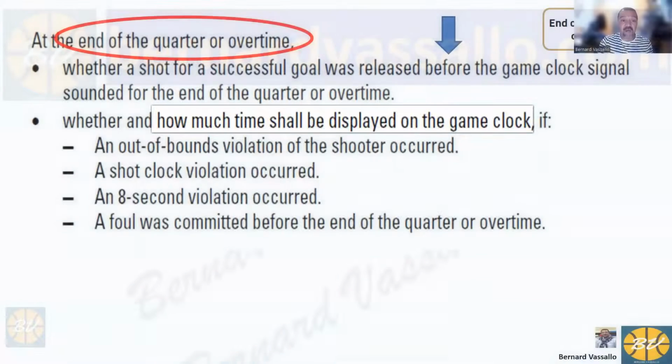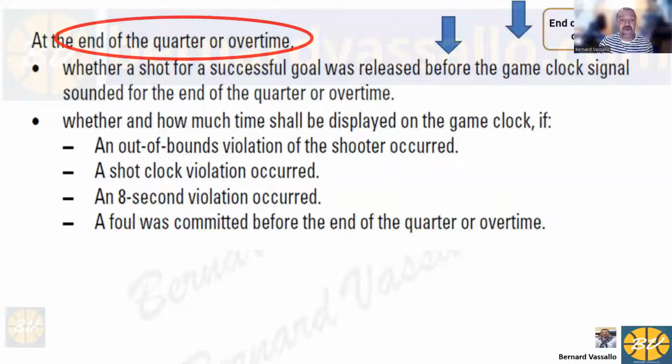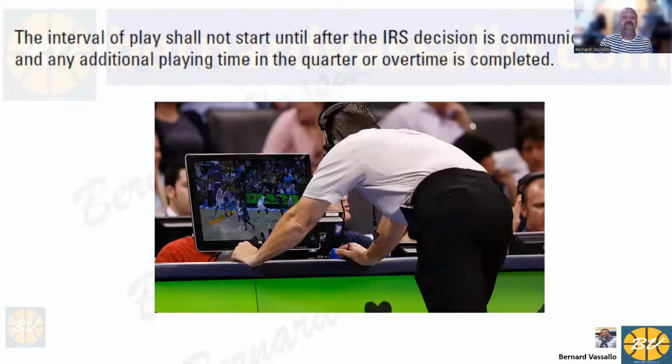We're not talking only about fouls, but also about the situations that you could see on the slide: an out of bounds violation, a shot clock violation, an 8-second violation, and obviously the foul that I have explained a couple of seconds ago. Therefore, in all these situations, at the end of the quarter or the game, the referees could use the IRS to determine whether these were committed after the game or within the game. And if within the game, how much time then to place back on the game clock.